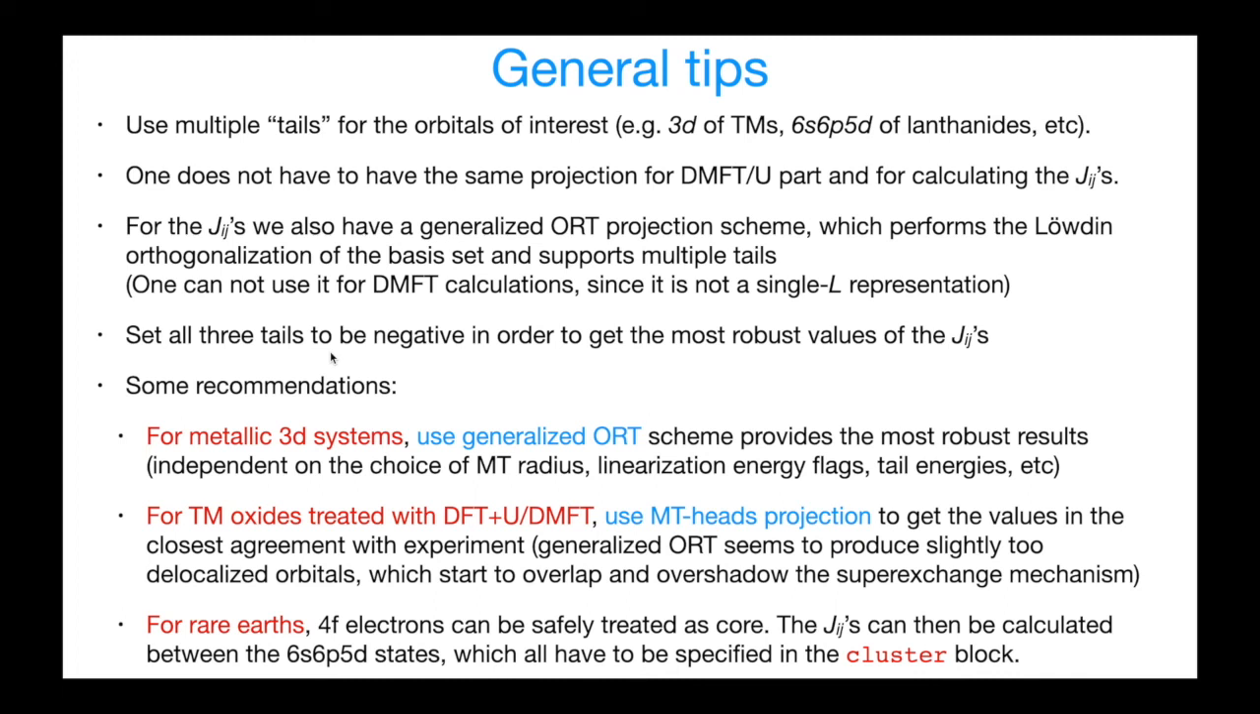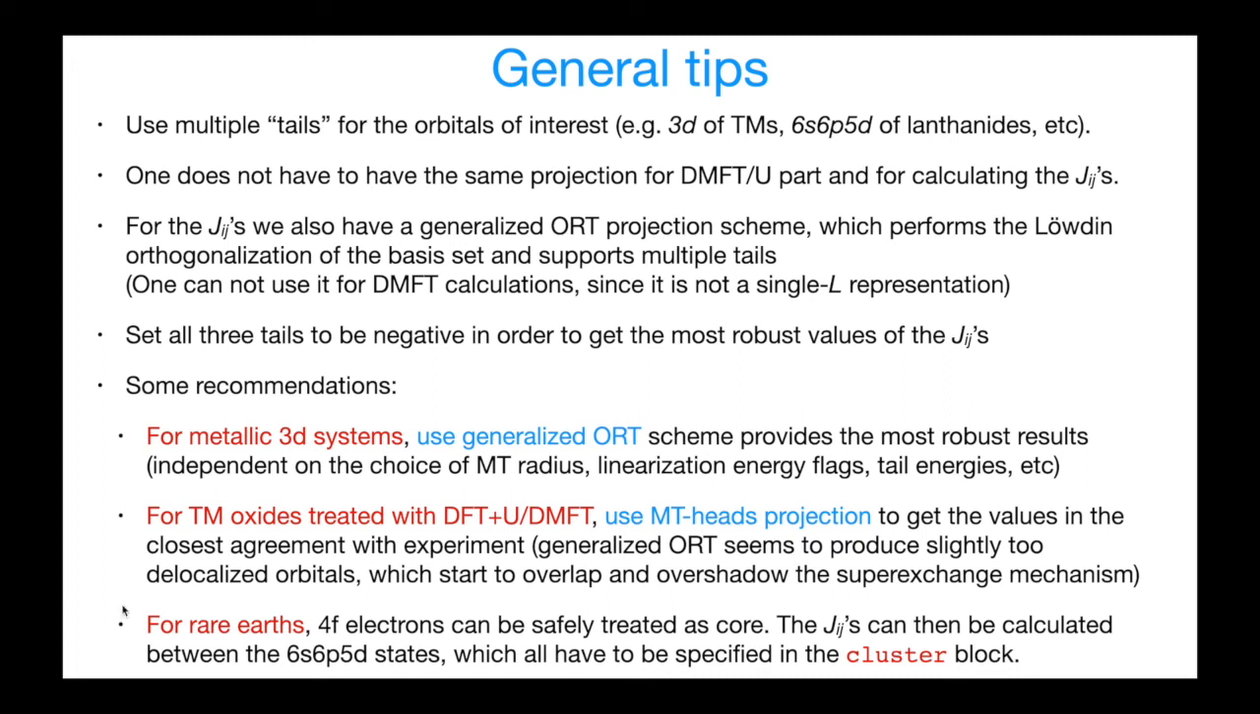And here are some specific recommendations. For metallic systems, I recommend using the generalized LMTO scheme. So this is JIJ projection 2. For transition metal oxides, it turns out that this projection gives a little too delocalized states, and instead Muffin-tin heads projection provides results in the JIJs in much better agreement with experiment. And my explanation is such that if you have too delocalized states, then you don't get a proper description of a superexchange mechanism, and you start to get some kinetic exchange contribution which you are not supposed to.